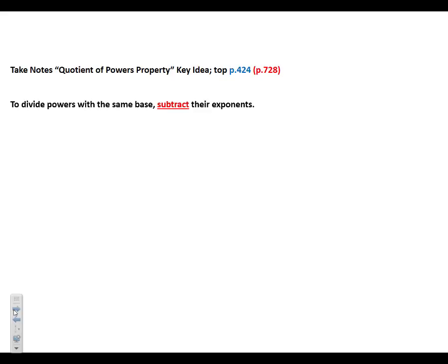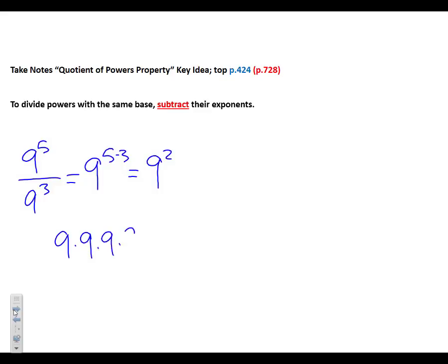A quick example of what that might look like, ladies and gentlemen, looks like this. Let's do it numerically. So if I have, say, 9 to the 5th divided by 9 to the 3rd, what they're saying is that I'm going to subtract those exponents because I'm dividing. So I'm going to write 9 to the 5 minus 3, and 5 minus 3 would be 2. Now let's prove why that is true. Because I can write these powers as repeated multiplication. So 9 to the 5th would be 9 times 9 times 9 times 9 times 9, divided by 9 to the 3rd, 9 times 9 times 9.